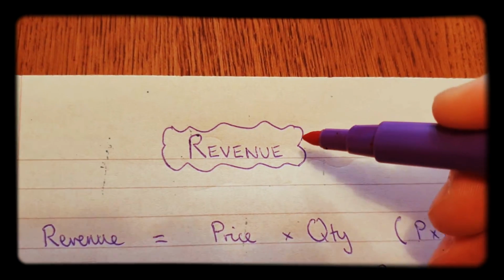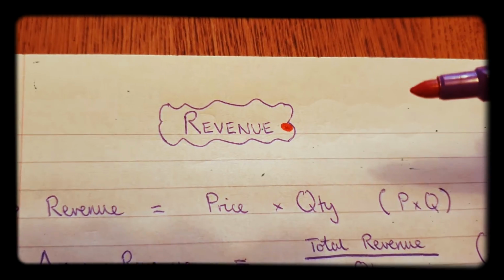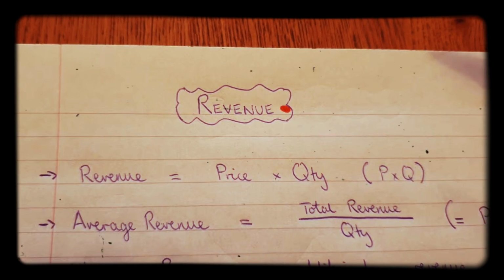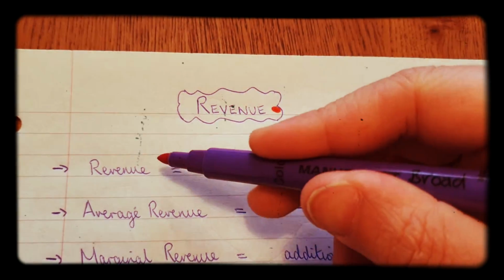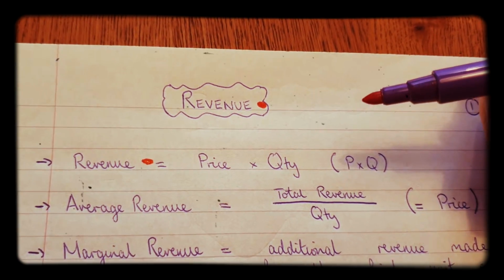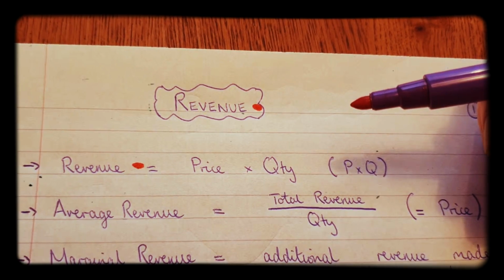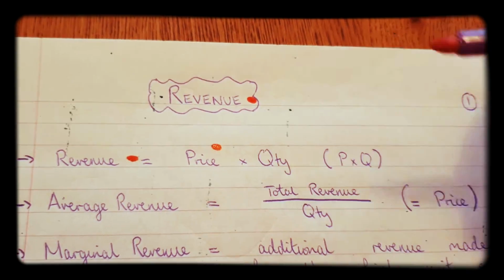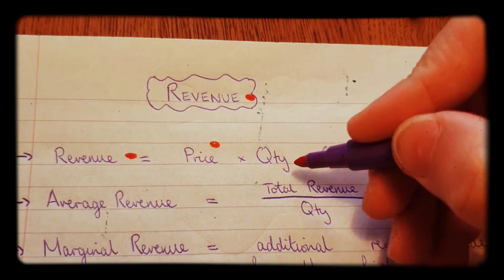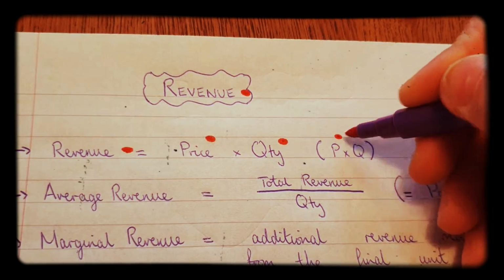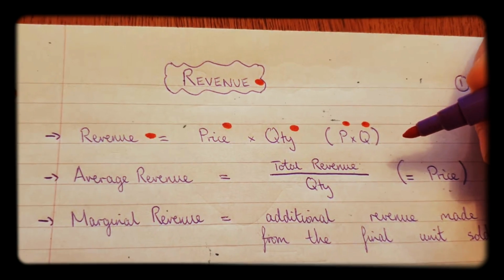In this video, we're going to be discussing the topic of revenue in economics. So, what is revenue? The easiest way to define it is the price that you're selling the goods at times the quantity. So P times Q.